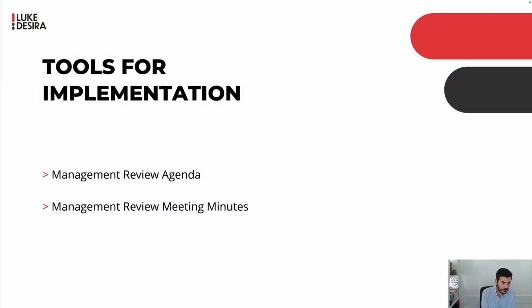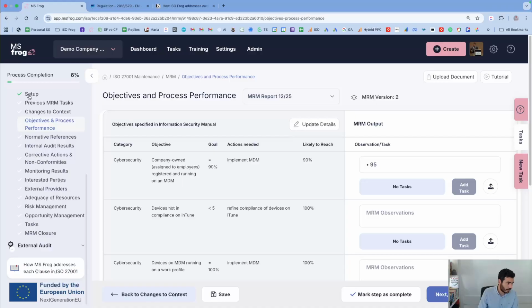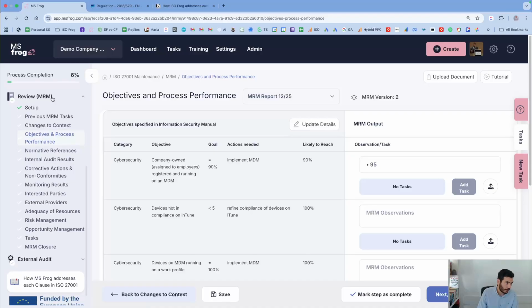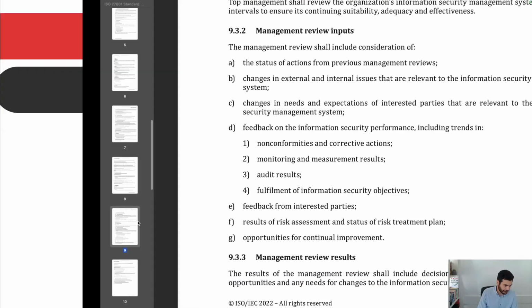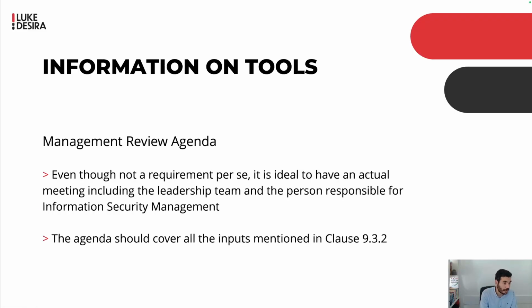And therefore, we need to have some type of a management review meeting agenda, which is basically this, okay? Clause 9.3.2, which is also this, okay? The steps literally that you have to go through in Miss Frog to do the management review. And you have to have the meeting minutes. So what has been discussed on each of those topics, okay?